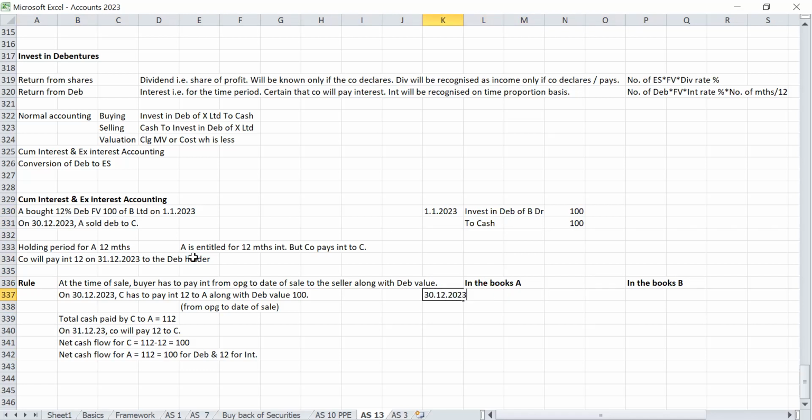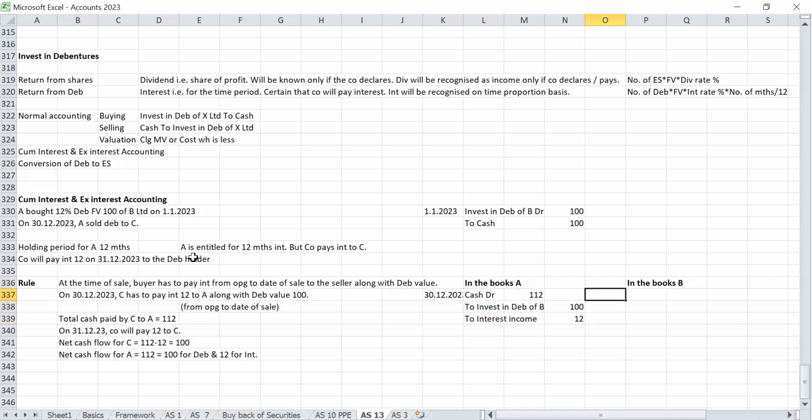Then, on 30th December 2023, how much cash is he receiving? 112, sir. How much for investment in debentures? 100 rupees. How much for interest? 12 rupees. The asset is going out, so it is credited. This is my interest income. Correct? Income will have a credit balance. Yes, sir. So credit to interest income 12 rupees in the books of A.